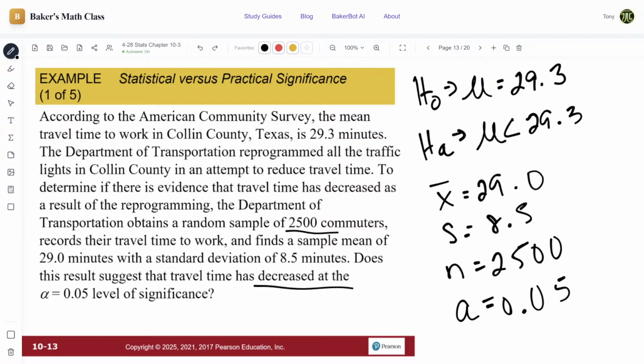Okay? Why do you think it was such a small amount? What do you think contributed to me rejecting the null hypothesis and it really not making that big of a difference?